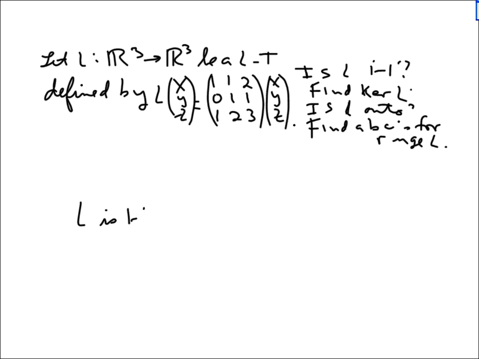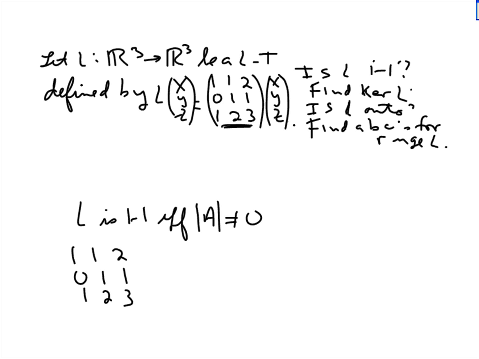L is 1 to 1 if and only if the determinant of A is not 0. And that's A: 1, 1, 2, 0, 1, 1, 1, 2, 3. Let us calculate this determinant. You could reduce it if you like.